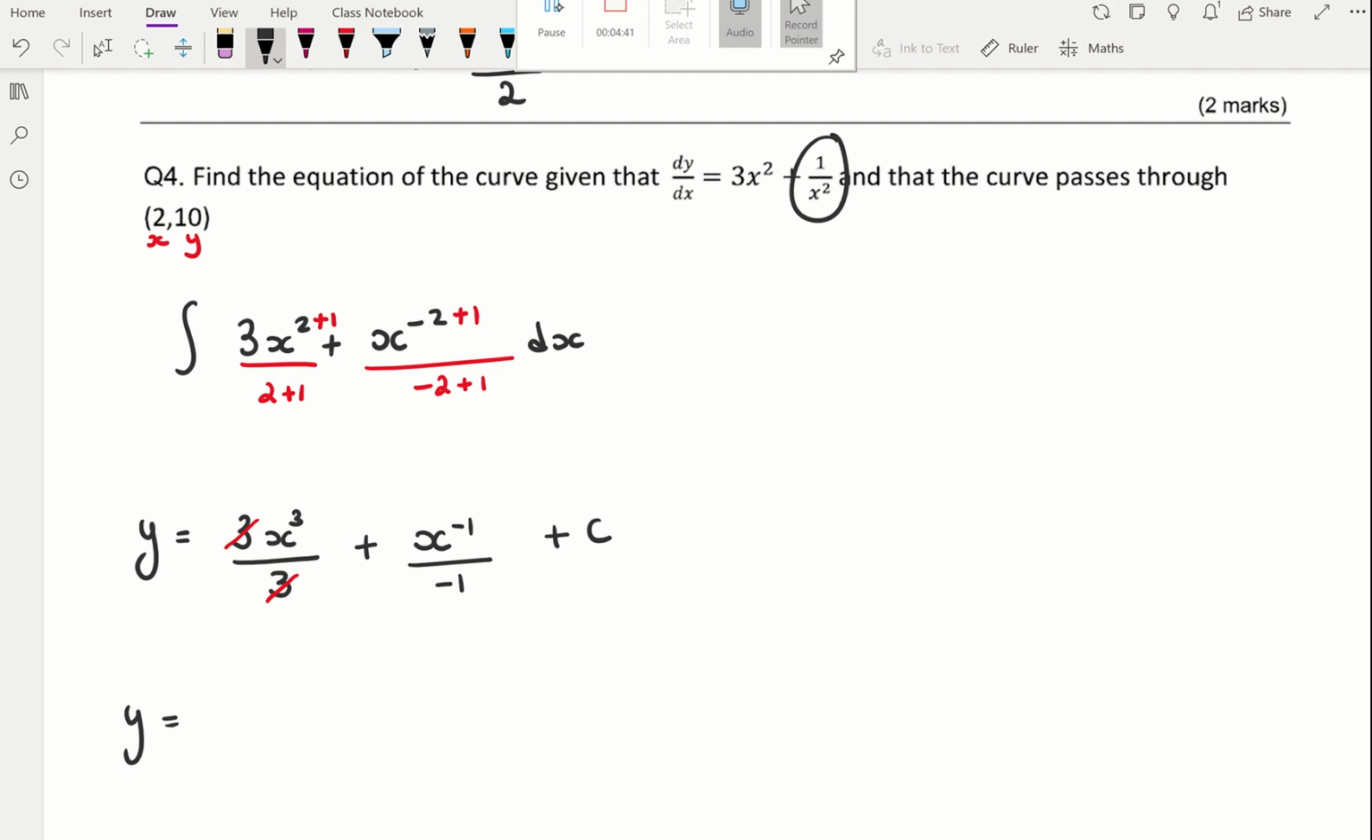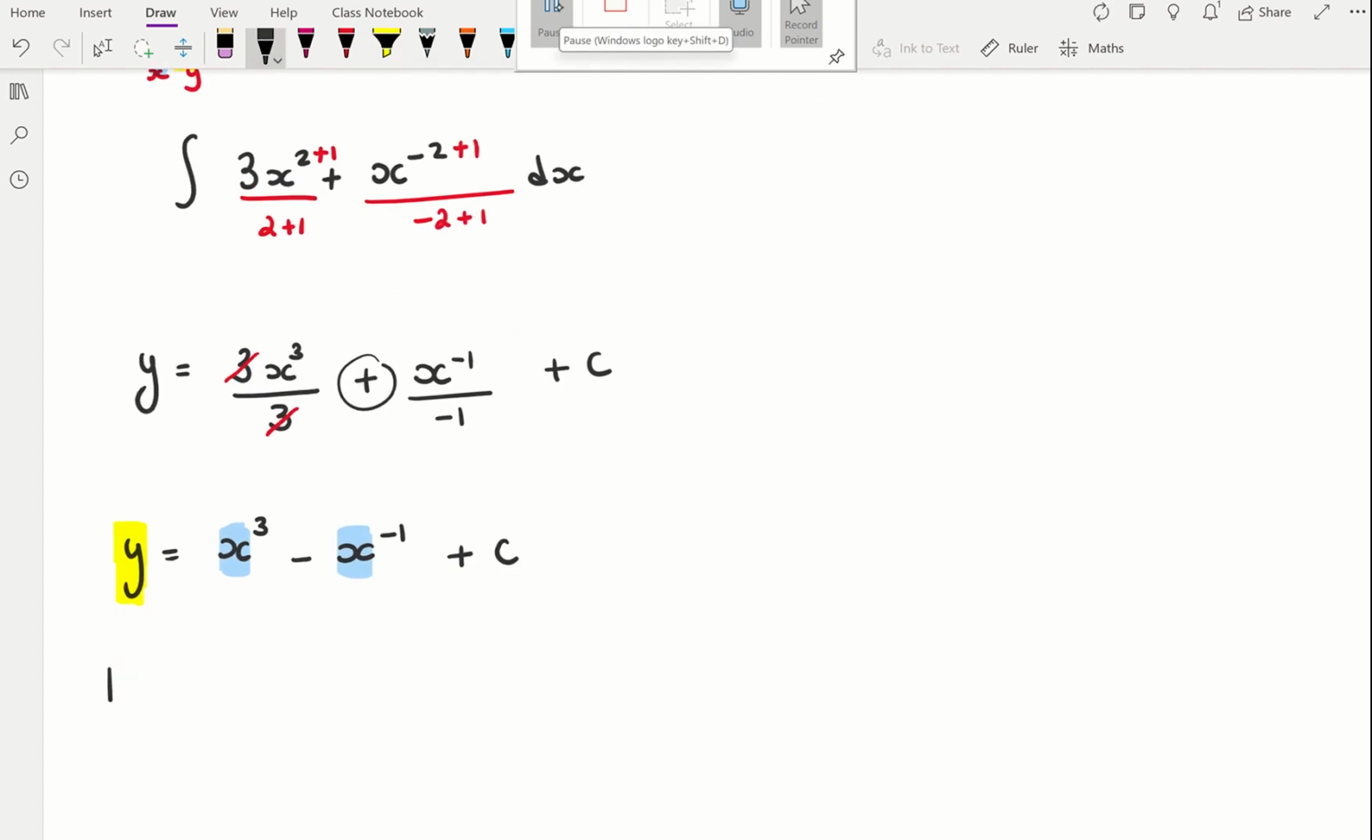So this is y equals x cubed. And then when I divide by negative 1, it's no longer a plus, it's a negative x to the power of negative 1 plus c. And at this point is where you substitute every x becomes a 2, and then y is a 10. So I now have 10 equals 2 cubed minus 2 to the power of negative 1 plus c.